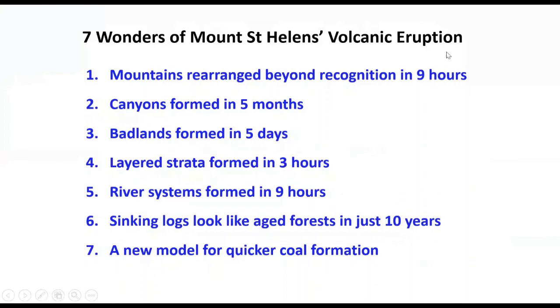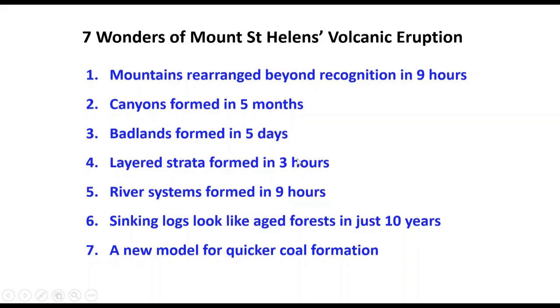So take a look at the 7 wonders. What happened? I don't have time to go beyond these 7 quick points. That one will be next session, next year. Number 1, mountains rearranged beyond recognition in 9 hours. Okay, so imagine Noah's flood over the whole planet. Canyons formed in 5 months. So the whole planet with Noah's flood can form canyons. Badlands formed in 5 days.